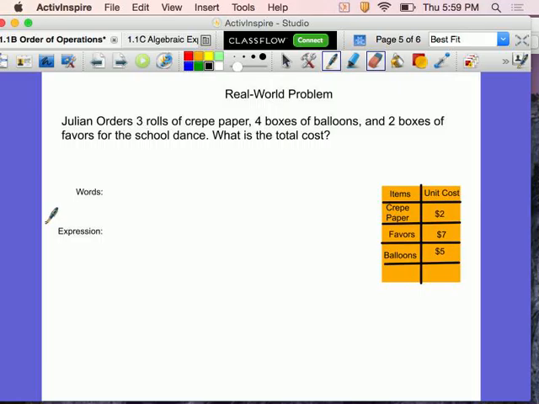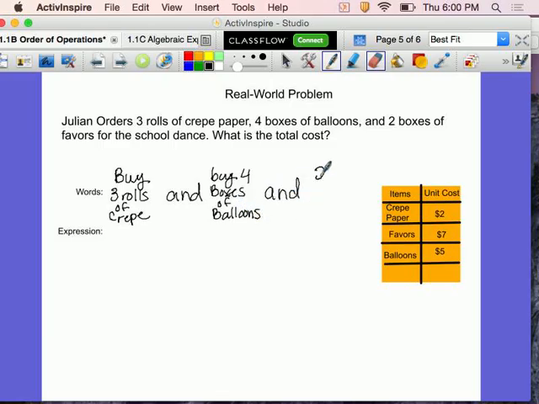So we're going to start with words. Like, what does he need to do? He's going to buy 3 rolls of crepe paper. And notice how I kind of put it all in one chunk, because this is kind of one thing. And then he's going to buy 4 boxes of balloons. And then he's going to do another thing. He's going to buy 2 boxes of favors. Okay, so that's what he's doing. That's our expression in words.